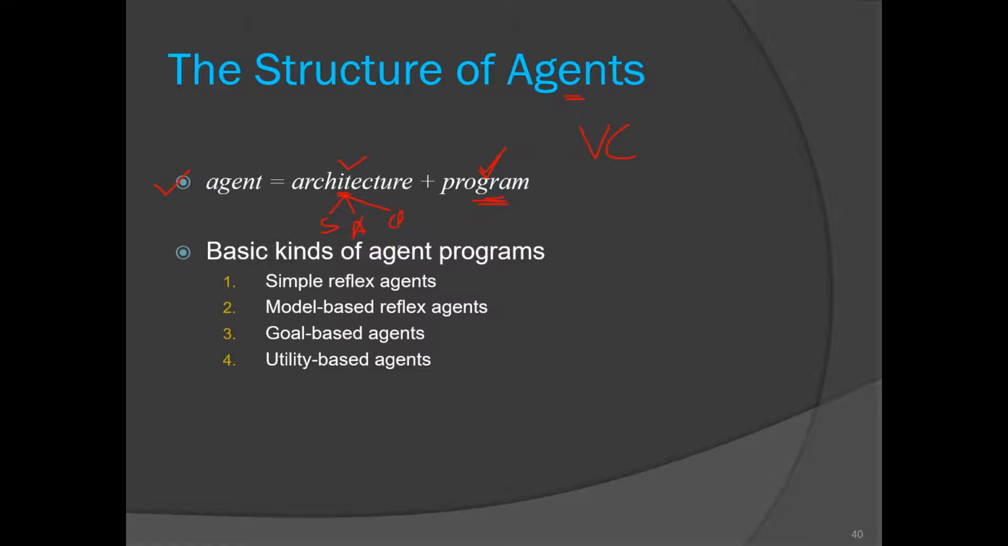Now we'll see different types of agent programs. We have four main categories: simple reflex agents, model based reflex agents, goal based agents, and utility based agents. We'll see these agents one by one.